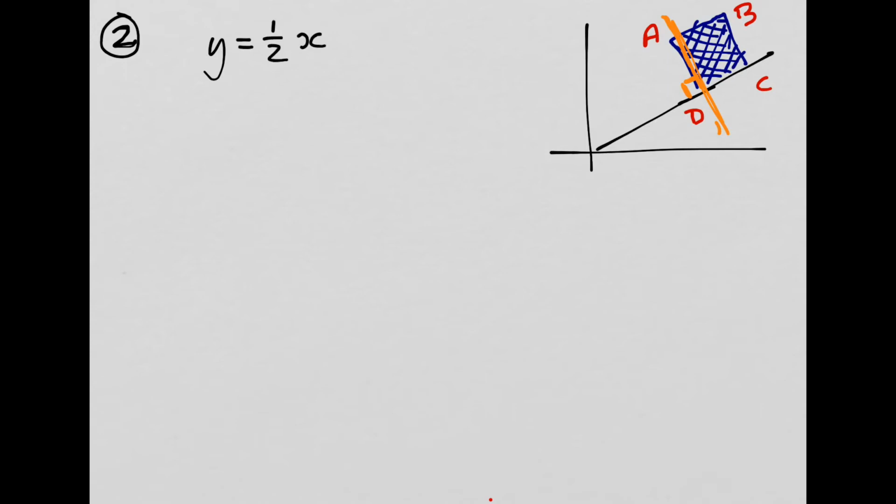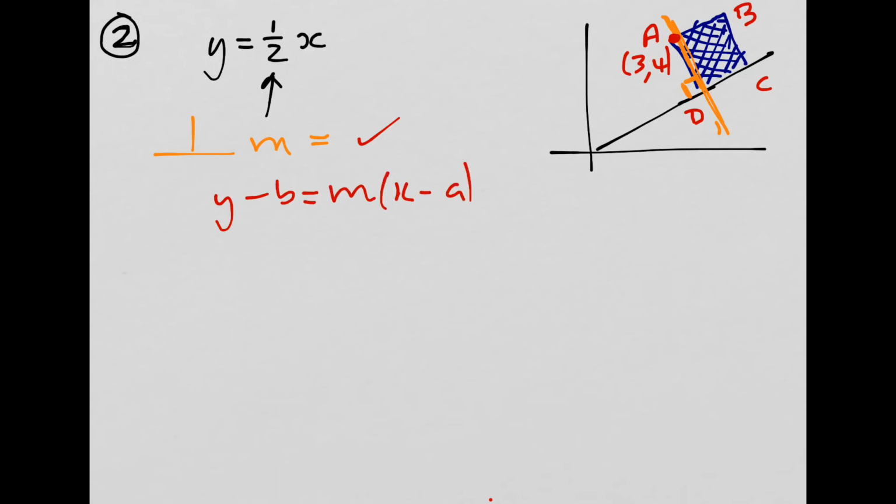So we know what the gradient of the black line is. Now if we know the gradient of the black line, that is going to tell us what the perpendicular gradient is that we need for the orange line. The question also tells us what the coordinates of A are. It tells us that the coordinates of A are 3, 4. So because we know what the coordinates of A are, because we know what the gradient is, then we can use our y minus b equals m(x minus a) to get the orange line.